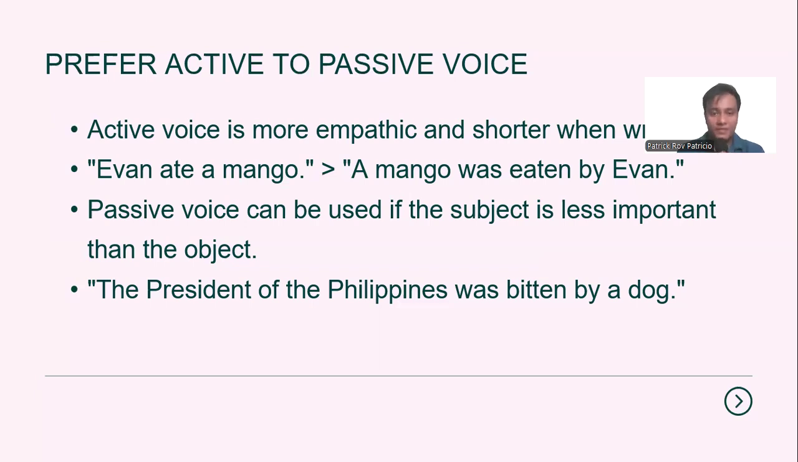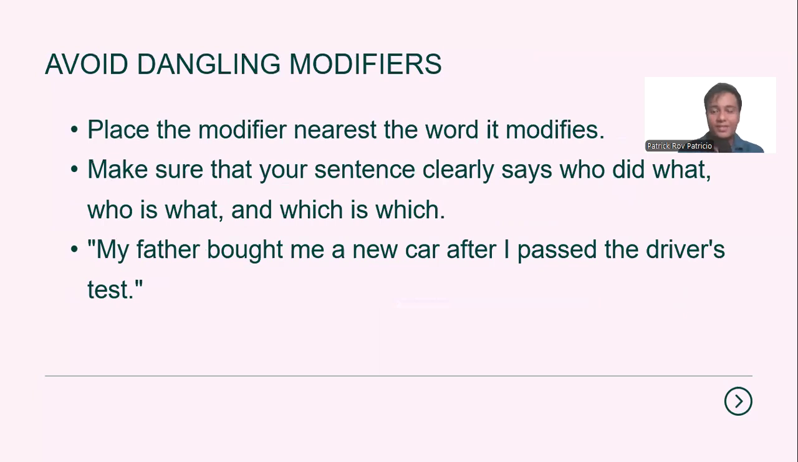However, passive voice can be used if the subject is less important than the object. So, for example, the president of the Philippines was bitten by a dog. Of course, we know that the president of the Philippines is more important than a dog, and hence the object, which is the president of the Philippines, should be mentioned first, and hence it is in the passive voice. For more information on this, again, you can refer to the video of my group mate and also to our module.